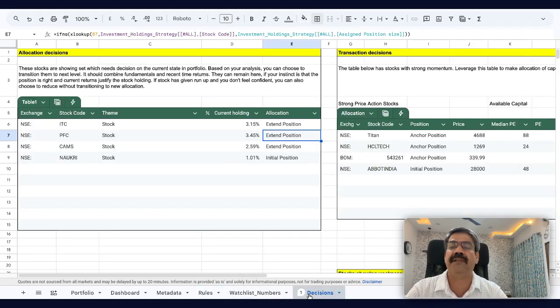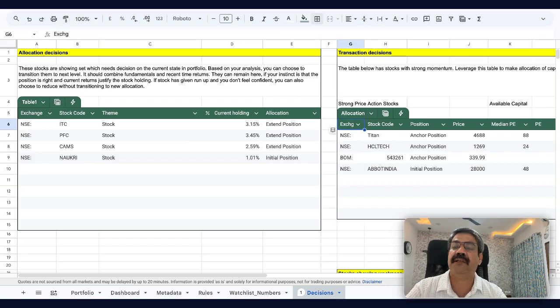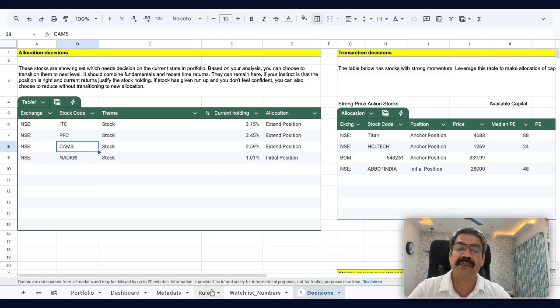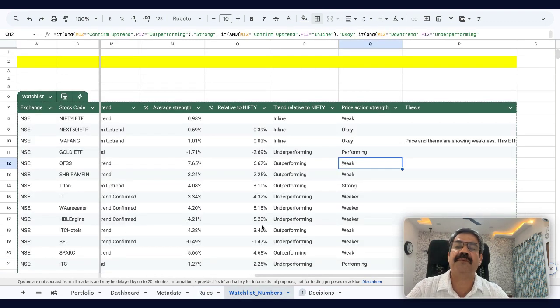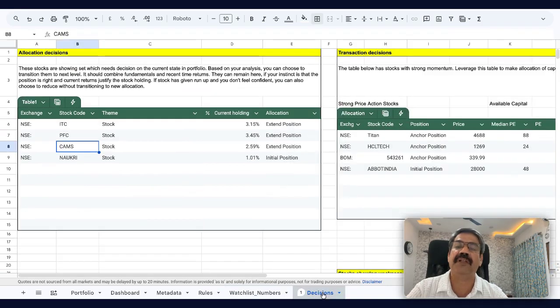Now, these are decisions that if you want to build further position into any of these stocks, then definitely you need to consider changing this. Like CAMS is at 2.59, and currently CAMS is in the overbought zone, and CAMS might be a growth stock, which should not be more than 2.5%. So from a decision perspective, yes, that is one part of it.